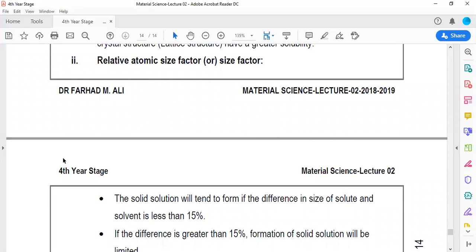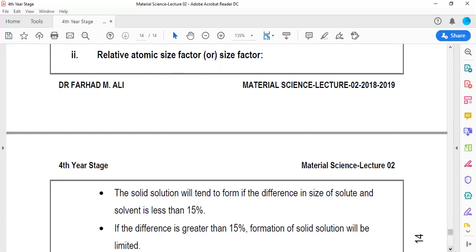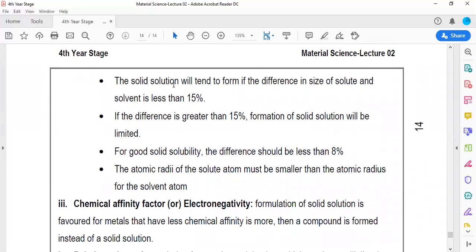So relative atomic size factor, relative atomic size. We're talking about the atom size. The solid solution will tend to form if the difference in size of solute and solvent is less than 15%. Remember, with substitutional, we mentioned this percentage. If the difference is greater than 15%, formation of solid solution will be limited.